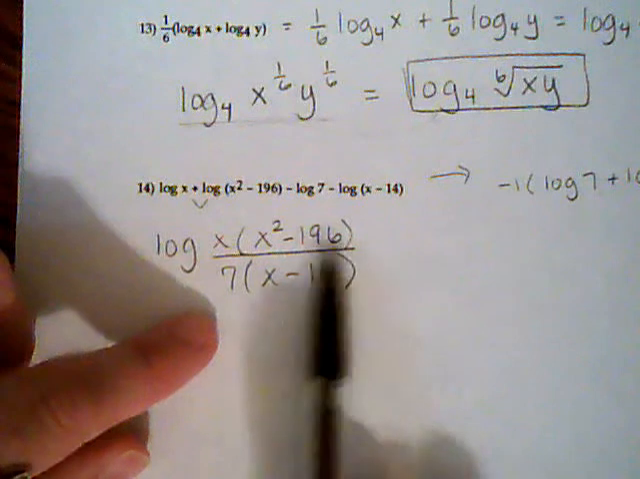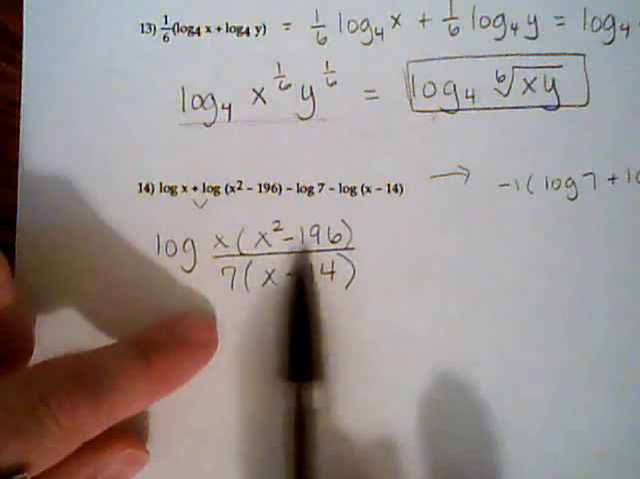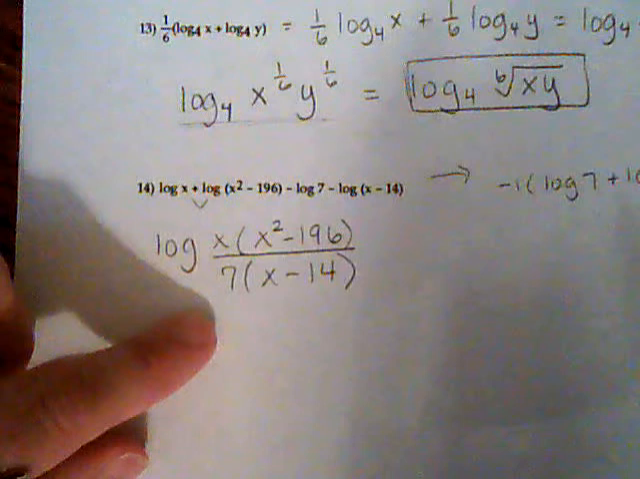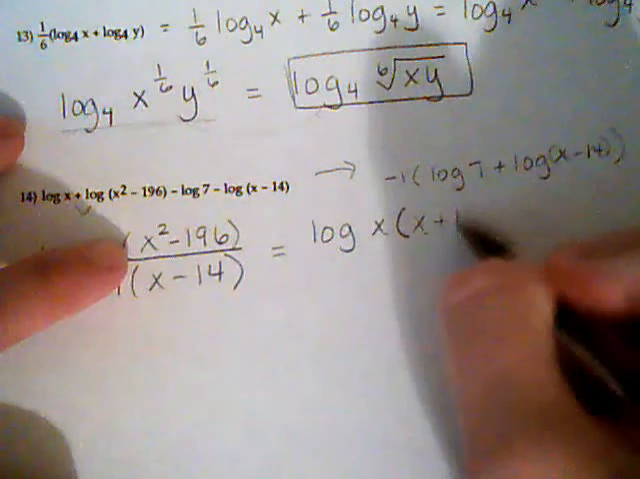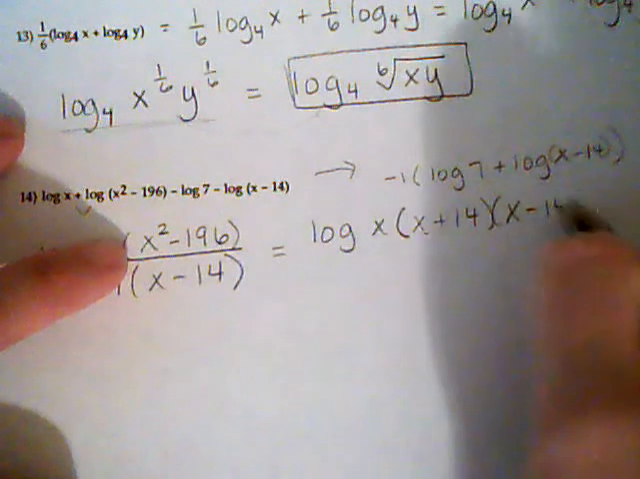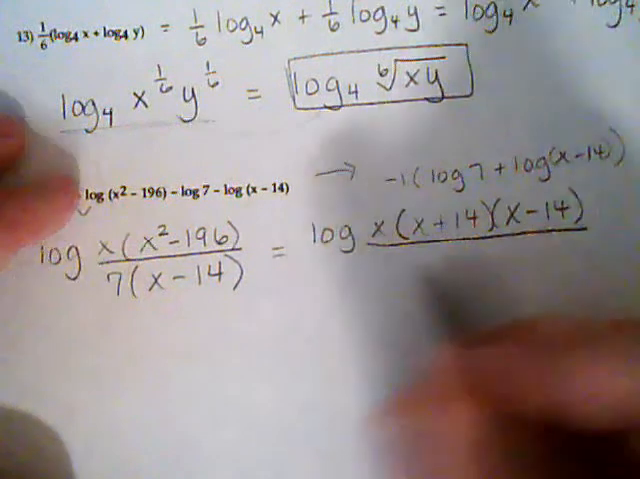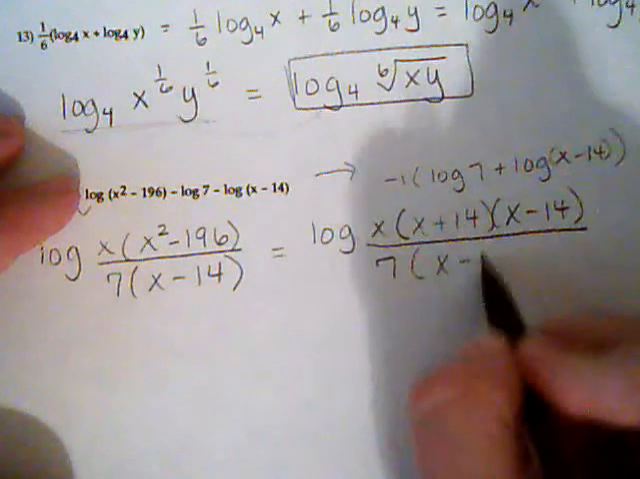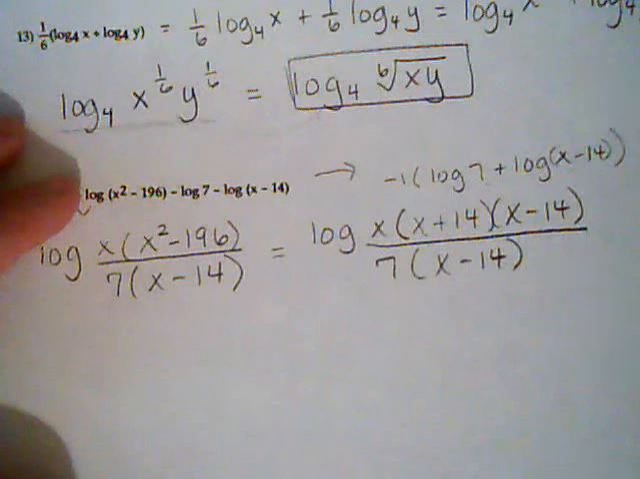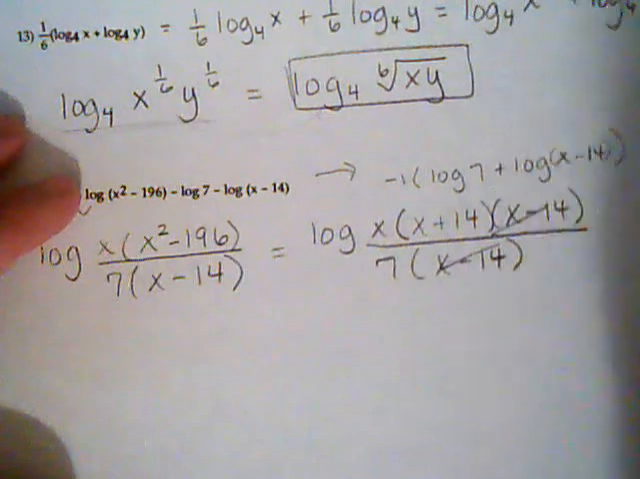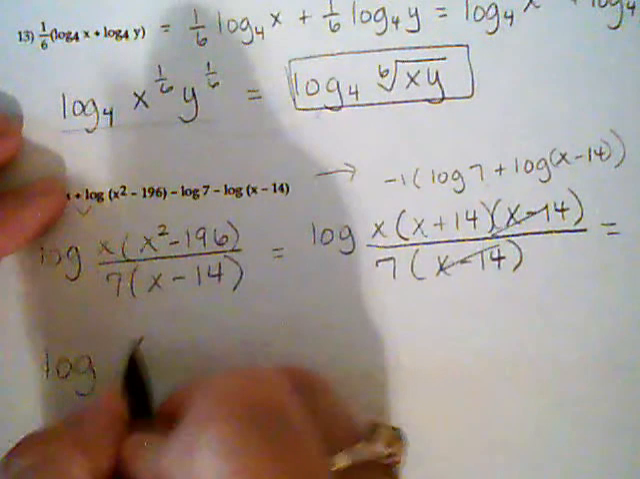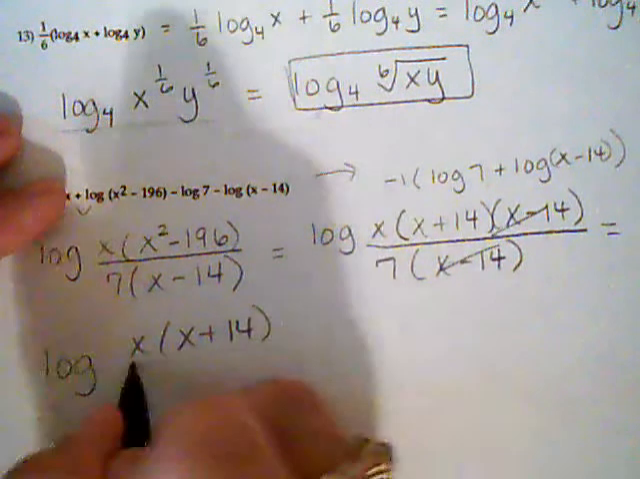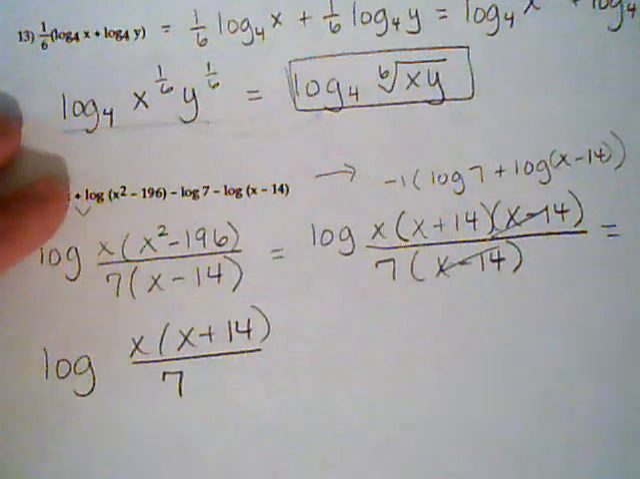Okay, then always look to see if you can reduce. If I have this binomial in the numerator, I can factor that. That's the difference of 2 squares. It would be x plus 14 times x minus 14. And then x minus 14 would divide out, so I would be left with log base 10 of x times x plus 14 all over 7.